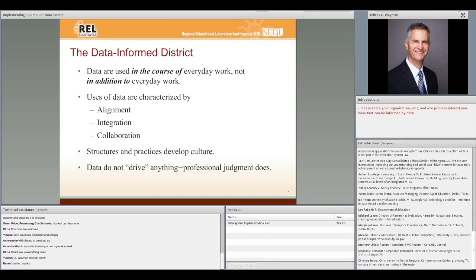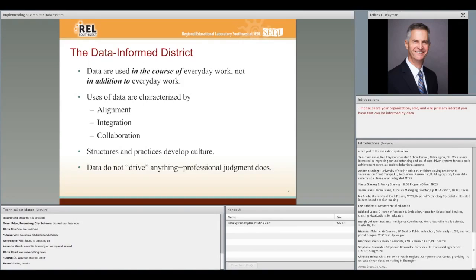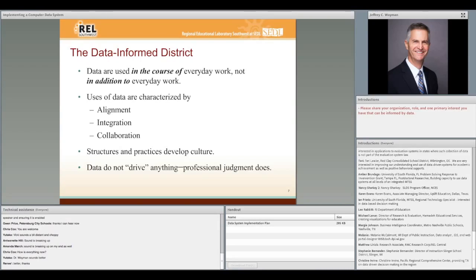Finally, I'll say, data don't drive nothing. It's not data that do the driving. It's professional judgment. Data inform things. Data inform professional judgment. Professional judgment is still the most valuable tool. It's the most valuable resource that we have in a district. Data only inform that. And so in my work and in today's talk, you won't hear me say the term data-driven. You'll hear me say data-informed and data-based. So that gets us on the same page.